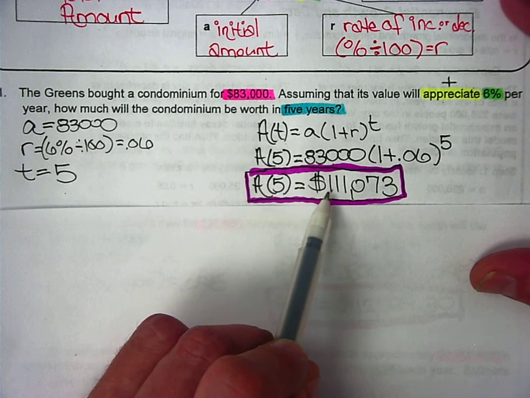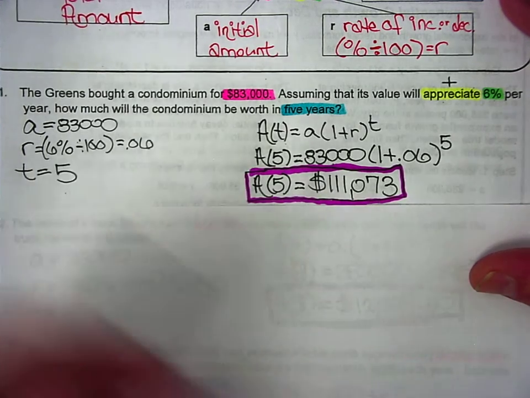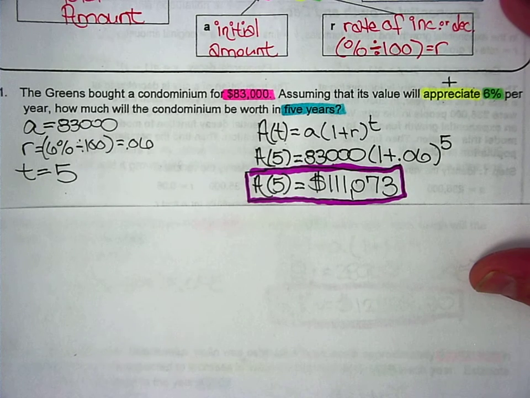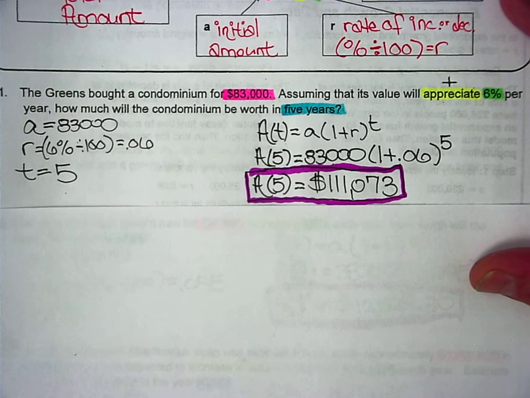And I get the answer that the total amount after 5 years will be equal to $111,073. That's how much this condominium will appreciate in 5 years, starting off at $83,000 to here. That's a good appreciation, not too bad.